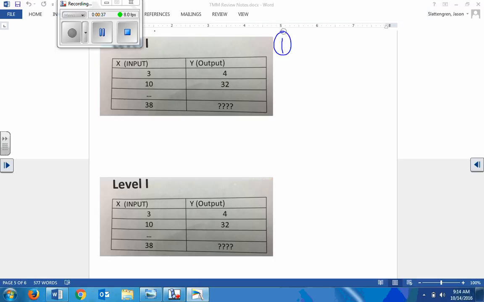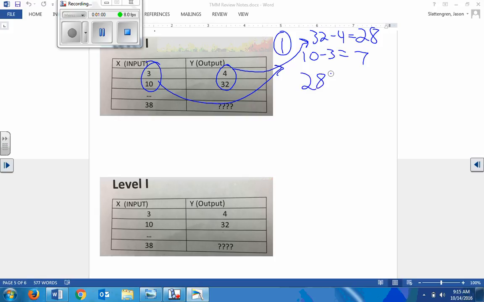In this case, you should have the notes in front of you. I'll go a little bit faster this time. So again, we subtract the x's, subtract the y's. In this case, it's 32 minus 4, and then the next is 10 minus 3. So 10 minus 3 is 7, and we have 28. We change 28 y's for 7 x's. We want to know for 1 x, so we take 28 divided by 7, and we get 4. All right, so our slope is 4.